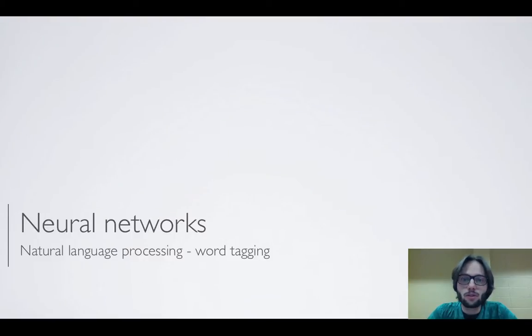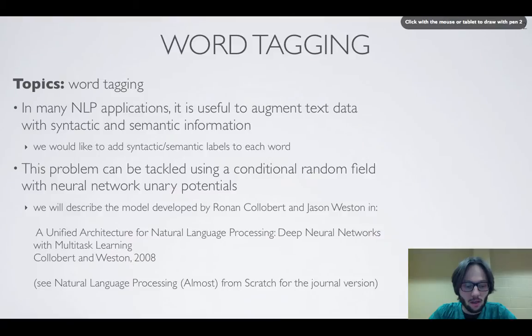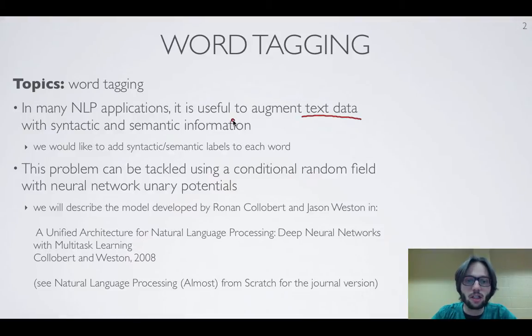In this video, we'll introduce another type of task which is quite useful and popular in natural language processing. The task is word tagging. In many NLP applications or systems, it's going to be useful to take the raw text and augment it with some additional higher level data of a syntactic or semantic nature. Specifically, we would like to add semantic or syntactic labels to each word in the document or in a sentence.